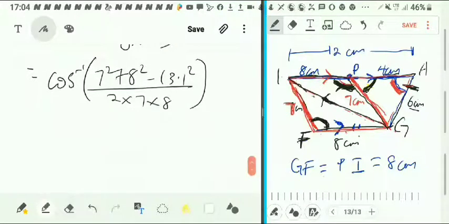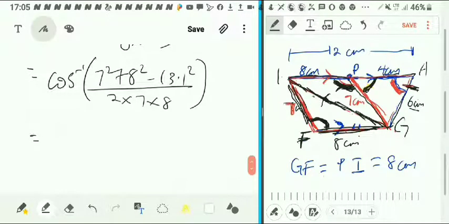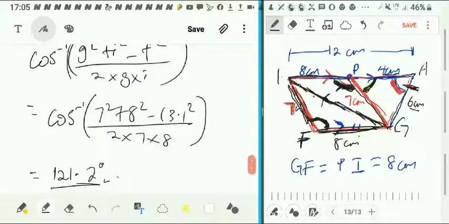I'm looking for this angle rather. This side is given, this side is given, and this side I've worked out. So that's the formula I'm using. When you punch that in your calculator, you get what? 121.2 degrees, something like that. Approximately 121.2 degrees.